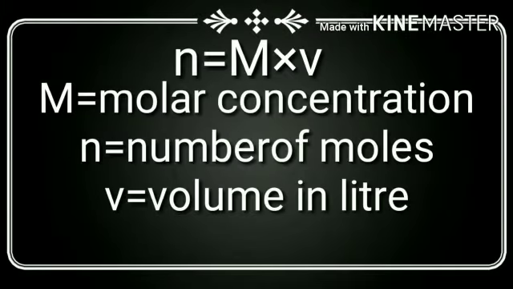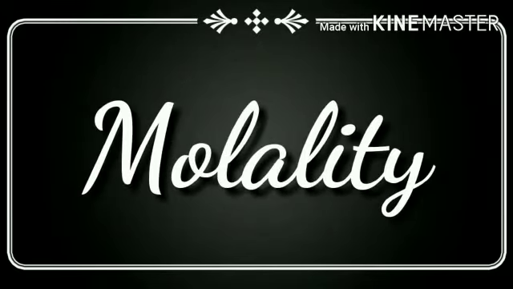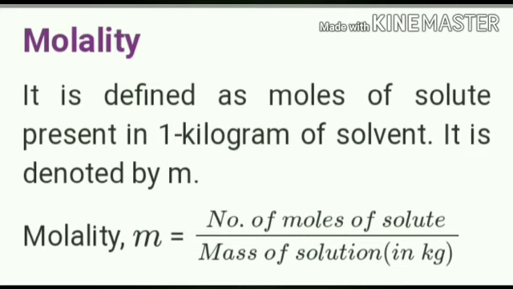This formula also helps us to calculate the number of moles, where n, which is moles, is equal to molarity times volume. Secondly, I discuss molality. It is defined as moles of solute present in 1 kg of solvent. It is denoted by small m.